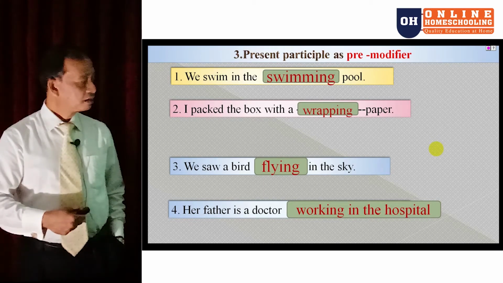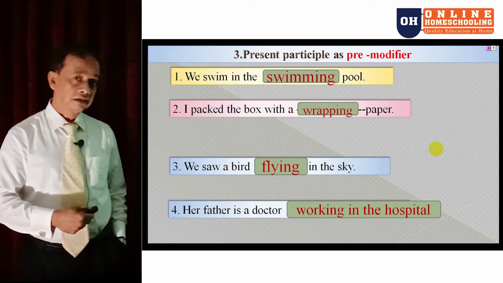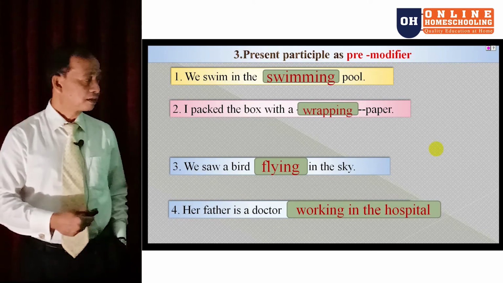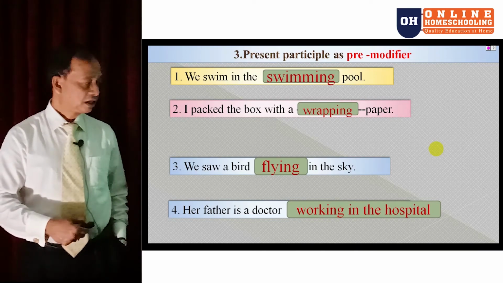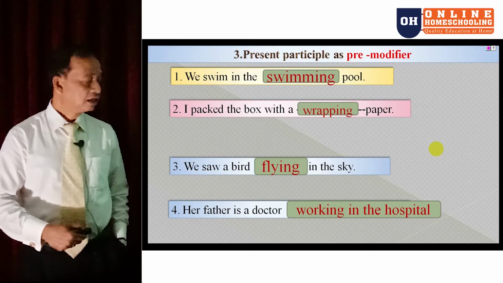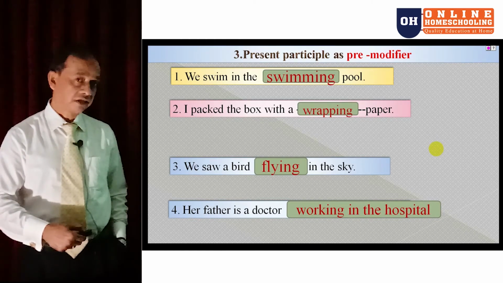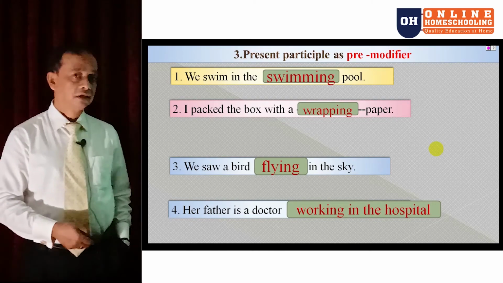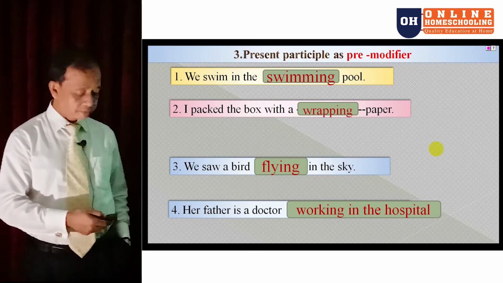Then, we saw a bird flying. I told you that it can be a post-modifier as well. Bird flying. So flying is the post-modifier of bird. Again, her father is a doctor working in the hospital. Look, doctor working. So working is the post-modifier of doctor. So modifying means adjective; modifying means here present participle. So I am sure you understand the difference between gerund and present participle.